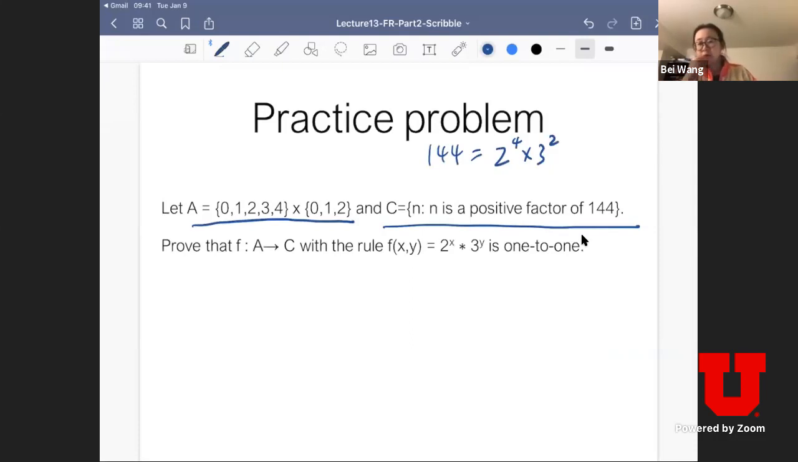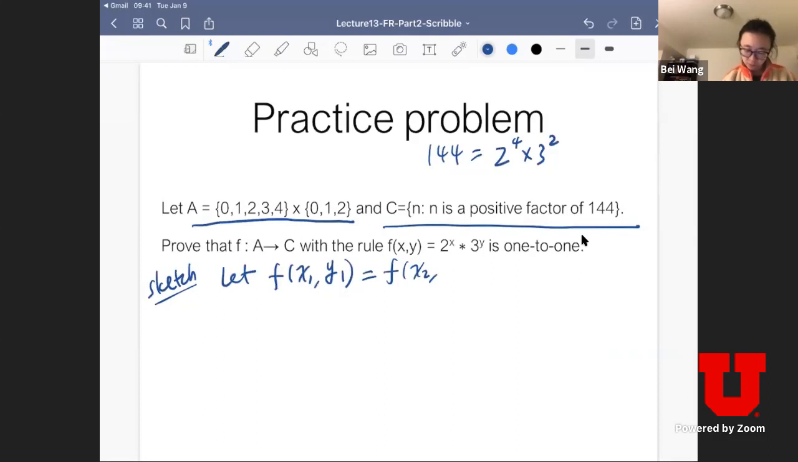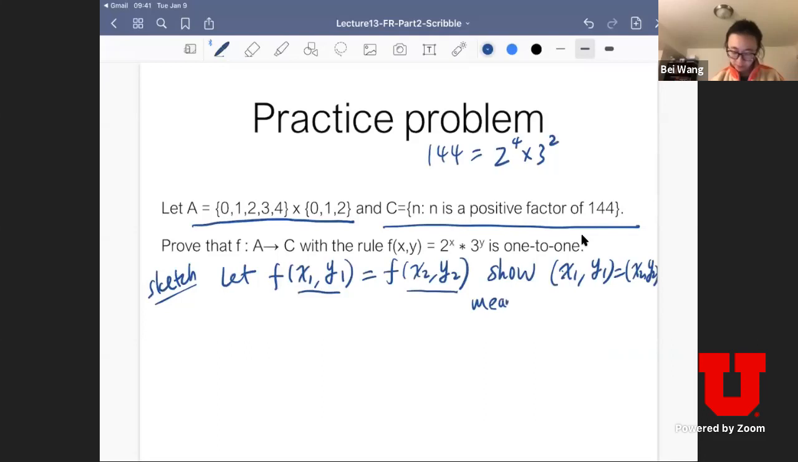We want to show this is one-to-one. What do we do? Again, we want to let f(x1, y1) be equal to f(x2, y2), where (x1, y1) is an input pair. We want to show the pairs are equal to each other, which means we want to show x1 is equal to x2, y1 is equal to y2.